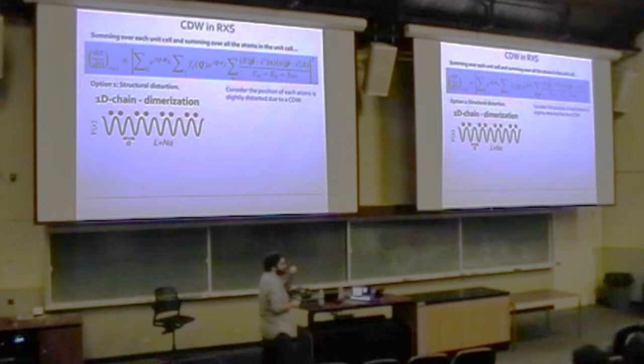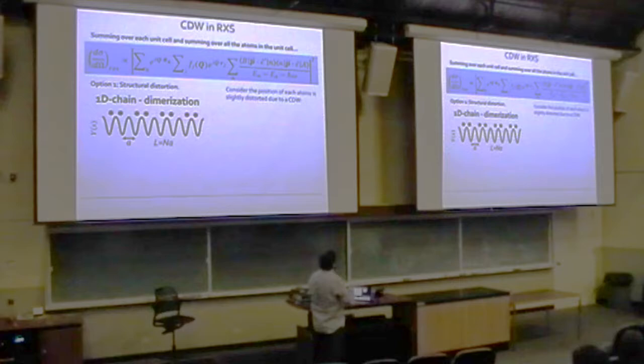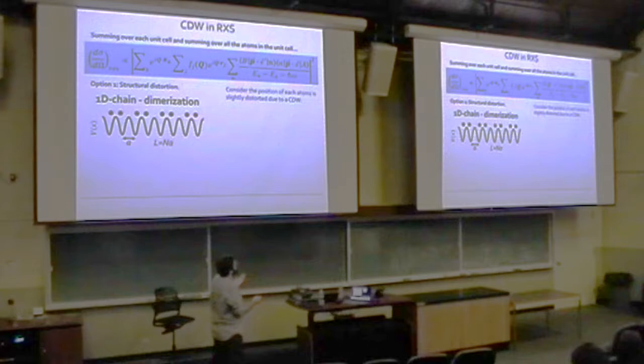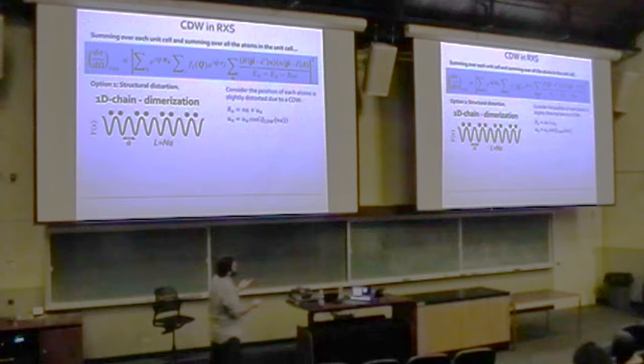Okay, so how might things come in? If you have a system that dimerizes, it's a classic case of a Peierls distortion, where your two atoms start to dimerize in a lattice that was otherwise periodic. Then you can write those lattice positions as Rn equals Na plus some perturbation on it, which can be your CDW, a cosine of the CDW wave vector, or other periodic structure.